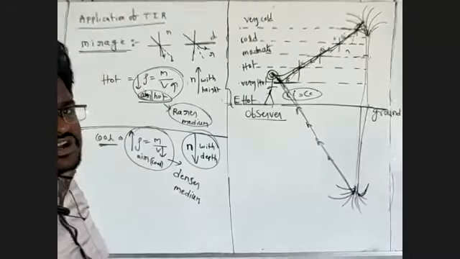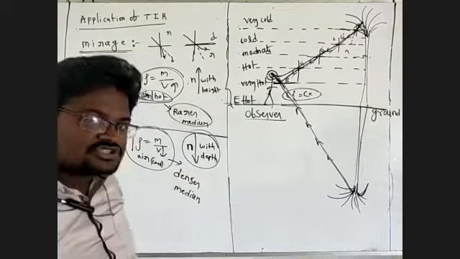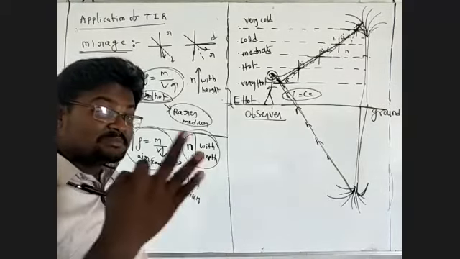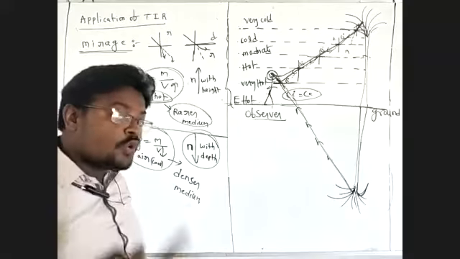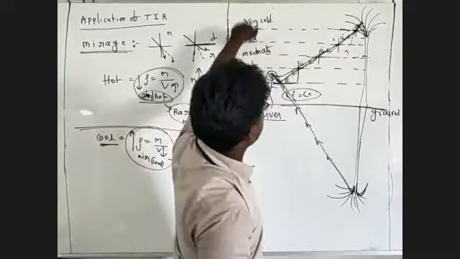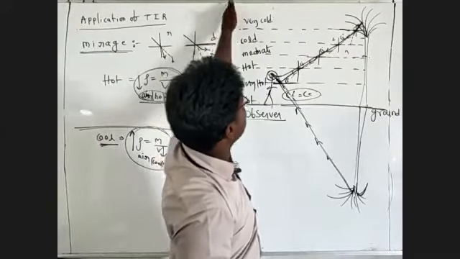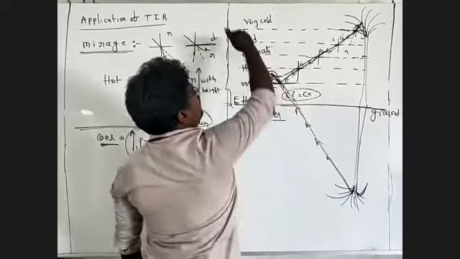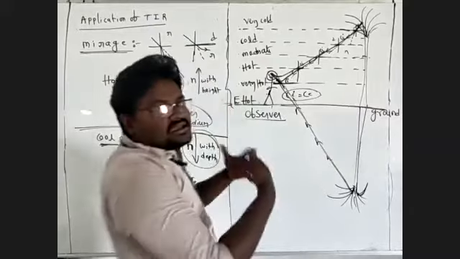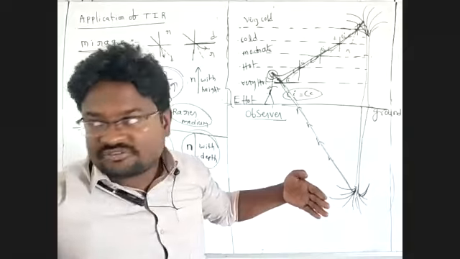So what is the reason for the optical illusion? The refractive index of the medium varies throughout the medium. The medium means air. This air can be divided into a number of layers: first layer, second layer, third layer, fourth layer, fifth layer, sixth layer.